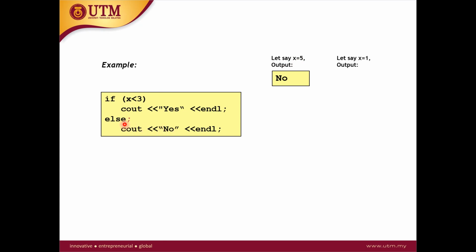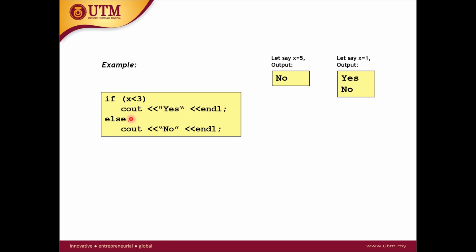Let's take another number which is less than 3. Yeah, x is less than 3, so 1 is less than 3, right? So what is going to be the output? 1 is less than 3, this is true. This one is going to be printed, which is yes, and endl means go to the next line.